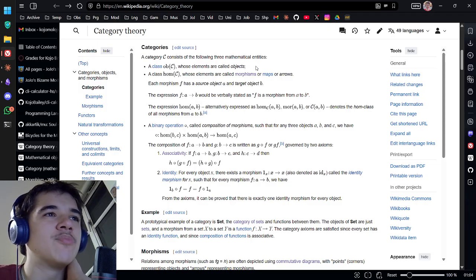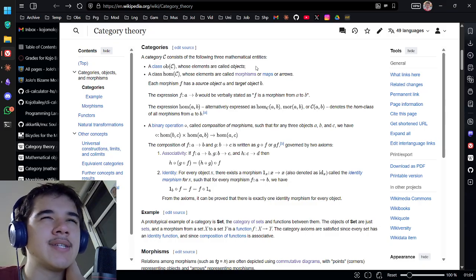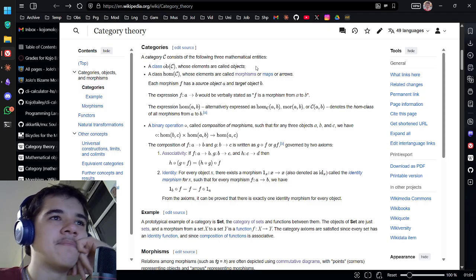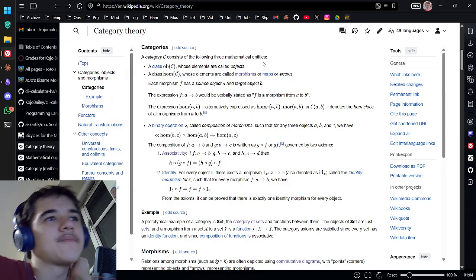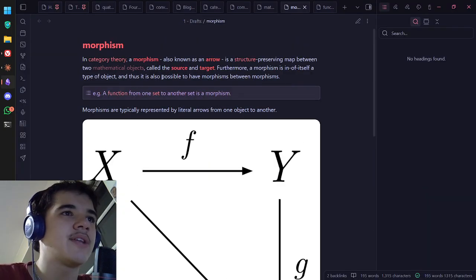There's a class of C whose elements are called objects. So the class is called ob C. Is there a way to actually say that? A class hom C whose elements are called morphisms or maps or arrows. Okay, so maps is another synonym. Each morphism F has a source object A and target object B. The expression F: A to B would be verbally stated as F is a morphism from A to B. Cool. So for morphisms, let me go ahead and do this.